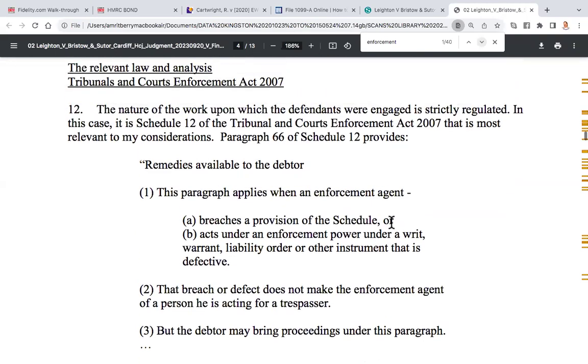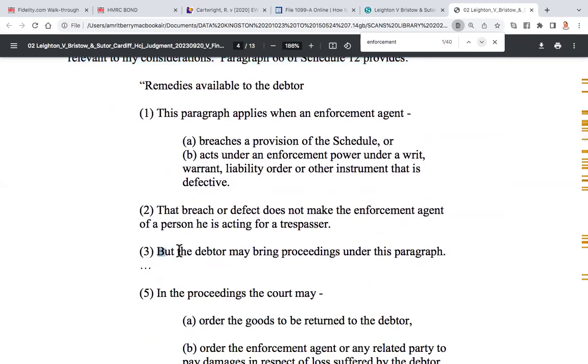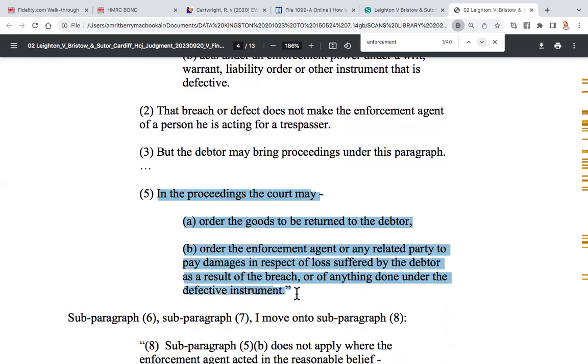Okay, so I've just found something else here now. The nature of the work upon which the defendants, the bailiffs, are engaged is strictly regulated. So they have to provide the name of the company they are coming from. So again, back to this, it says the debtor may bring proceedings under this paragraph. And so in the proceedings, the court may order the goods to be returned to the debtor. This is where Nirma's case comes in. Order the enforcement agent to pay damages in respect of loss suffered because they previously shut Nirma's shop down for 2 years.